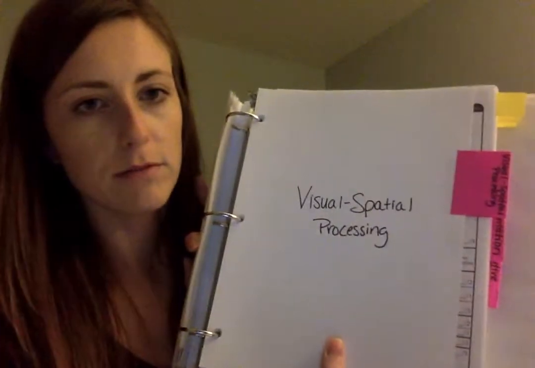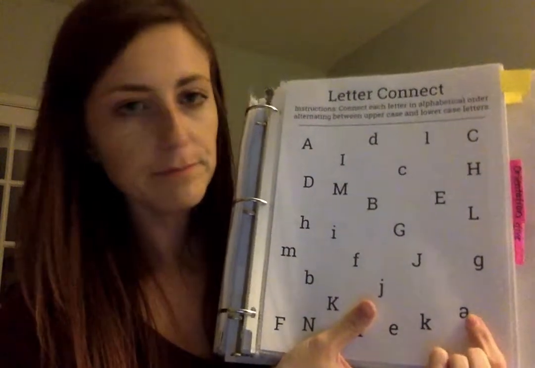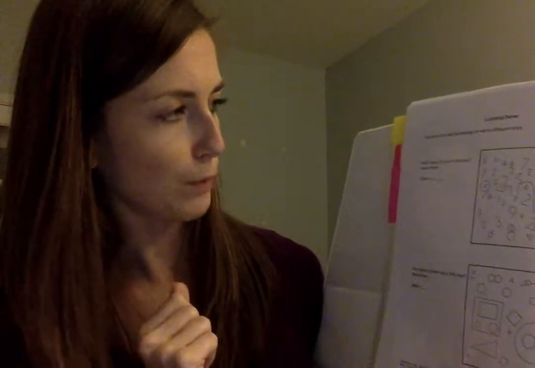The next section I have is visual spatial processing. And for this tab, I included the MOCA as my assessment. The first activity is this letter connection. So connecting the capitalized letter with the lowercase letter. I included a locating items task, visual reasoning.